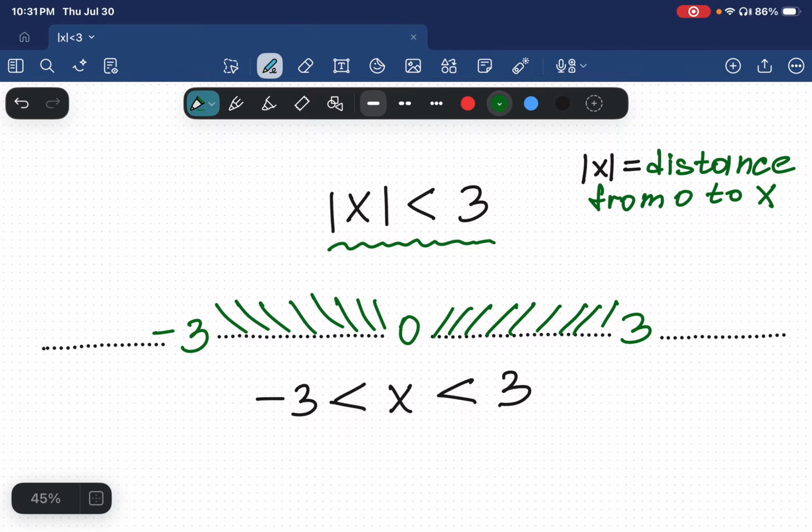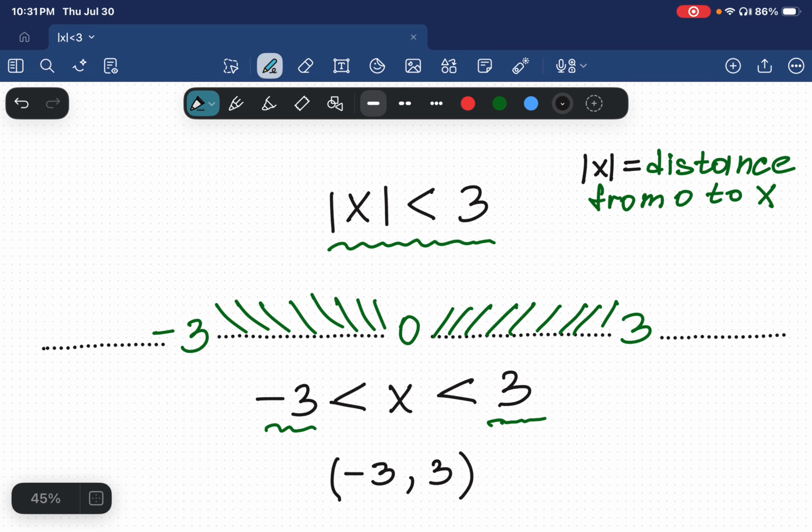Notice that negative 3 and 3 are not included because their distance from 0 is exactly 3, not less than 3. We can also write it in interval notation from negative 3 to 3 using parentheses because they are not included.